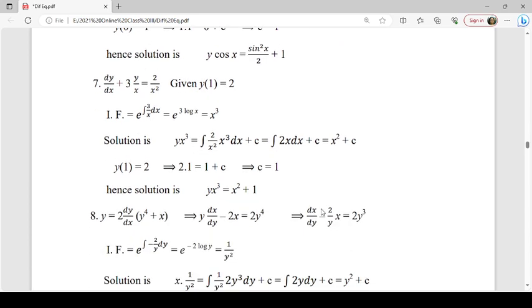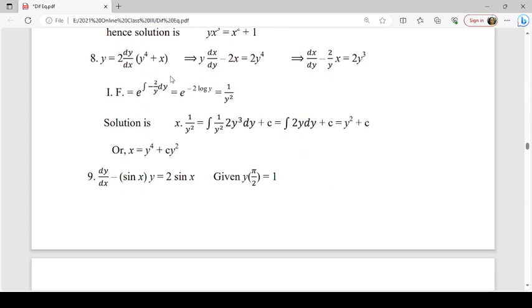This is also a similar problem, number 7. So the solution we have in terms of c, then y(1) is equal to 2 means what? We write x equal to 1 and y equal to 2. So here x equal to 1 is 1 cube, y is equal to 2 into 1, and the right hand side is 1 square, it is 1 plus c, so c is equal to 1. So the solution is y x cube is equal to x square plus 1. In place of c we are writing 1.